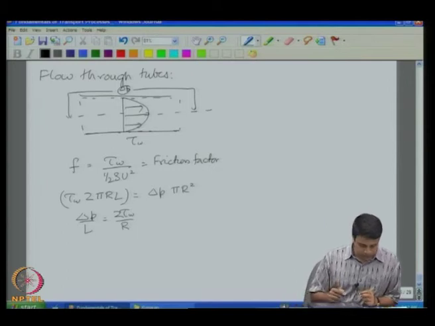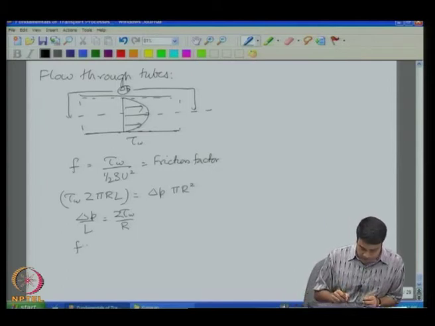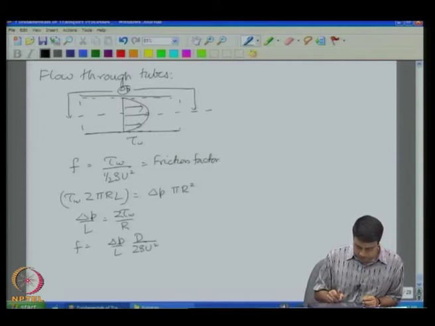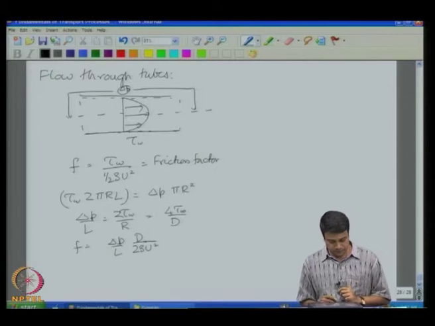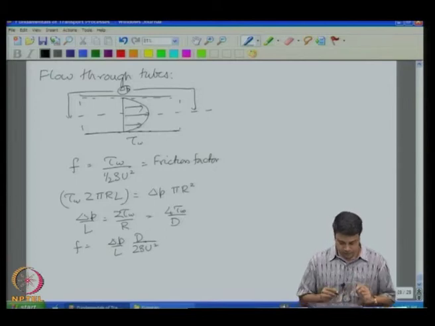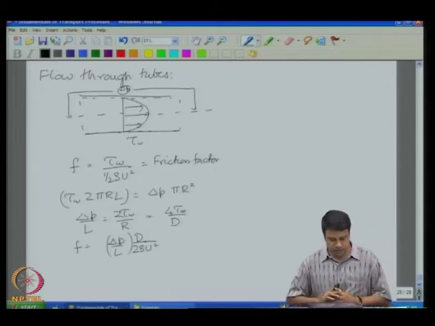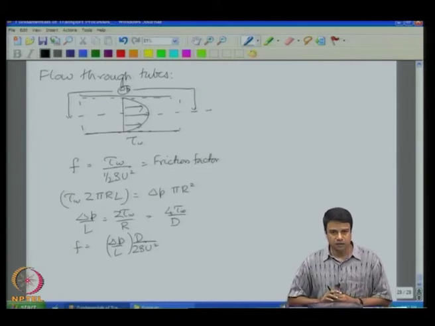Okay. And from that I will get the friction factor is equal to delta P by L, d by 2 rho u square. Okay. So, this is equal to 2 tau w by r, which is equal to 4 tau w by d. Okay. So, this is the friction factor expressed in terms of the pressure gradient. Okay. Now, what would you expect to happen?